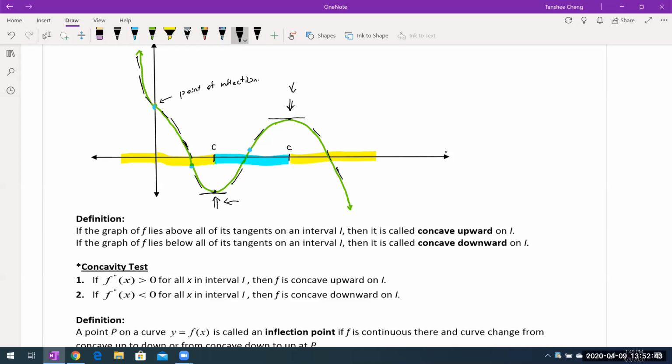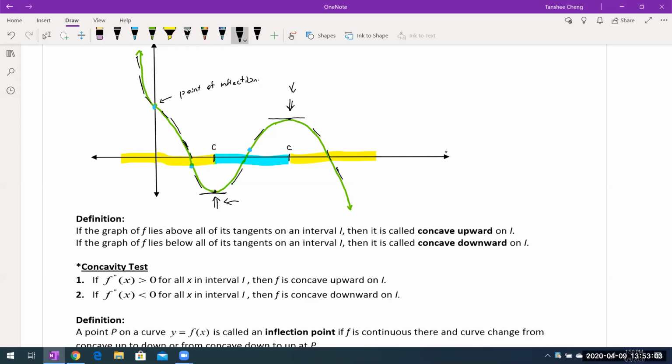Okay, points of inflection. In order to find the point of inflection, I first need to know how to find the intervals of concave up and concave down. That has something to do with the second derivatives, right? So here's the concavity test.